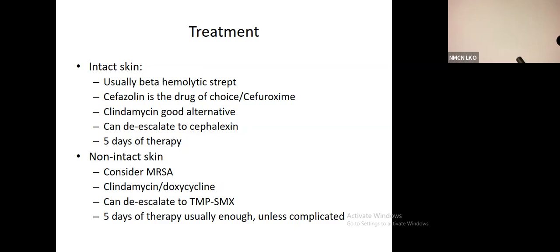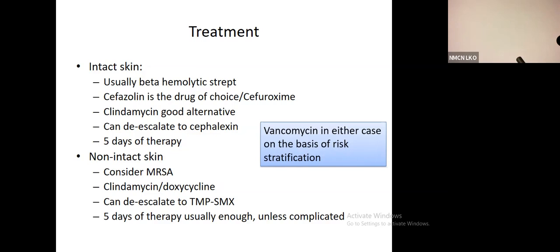You can de-escalate to cephalexin orally now. If not in that case, consider MRSA, doxy, can de-escalate to cotrimoxazole, and 5 days of therapy will be enough unless the patient is very sick. Everywhere it says 5 days, but we end up giving very long duration of therapy. So in this case, vancomycin may be considered if the patient is proven with MRSA or there are multiple risk factors and you have to admit the patient in shock or something when you're not sure.